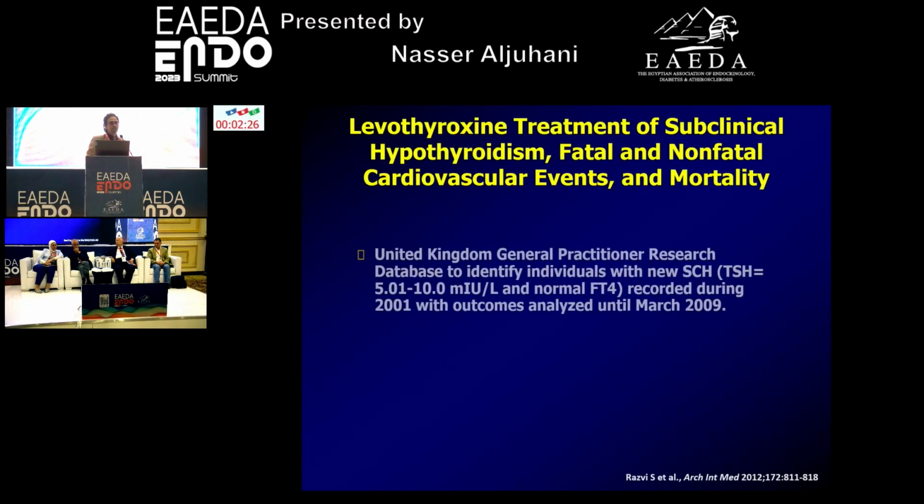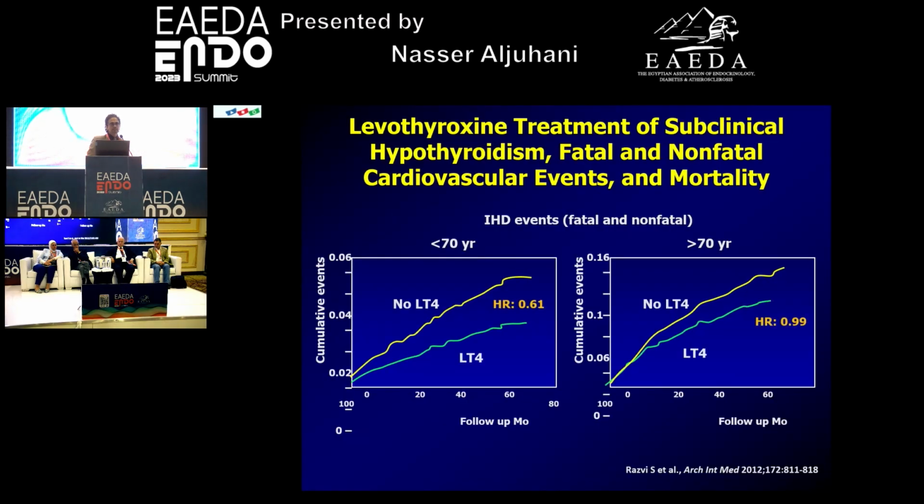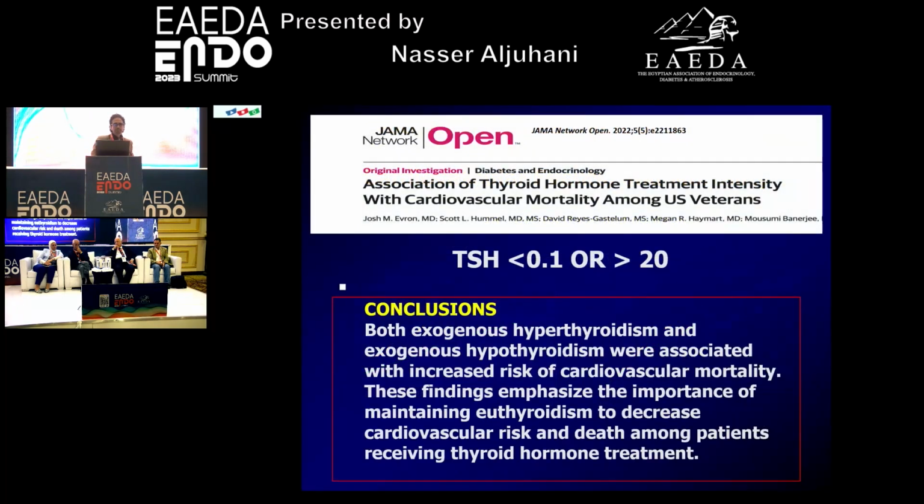What is the effect on the cardiovascular system? If you can see here, if the patient is less than 70 years, the hazard ratio is 0.40. So thyroxine probably, in this observational study, reduces cardiovascular events by 40%. If more than 70, there is no effect.